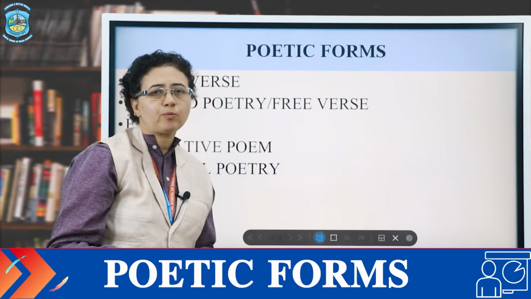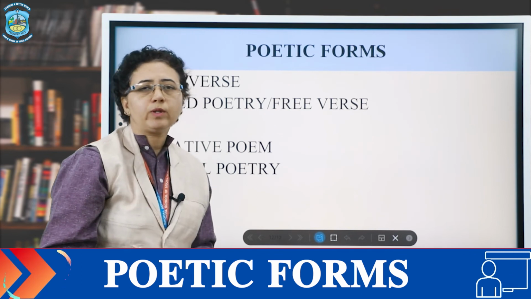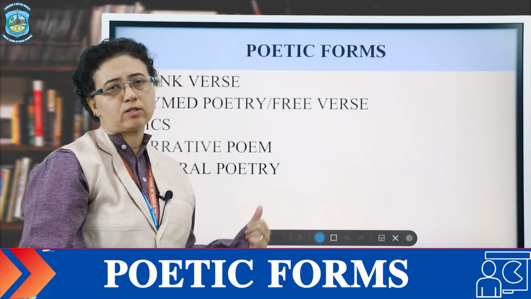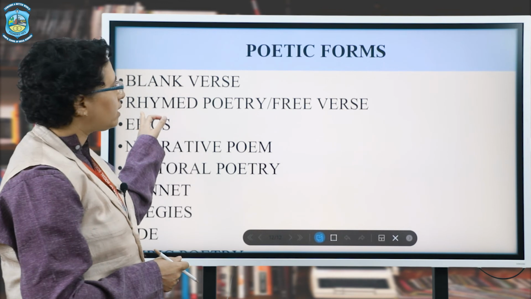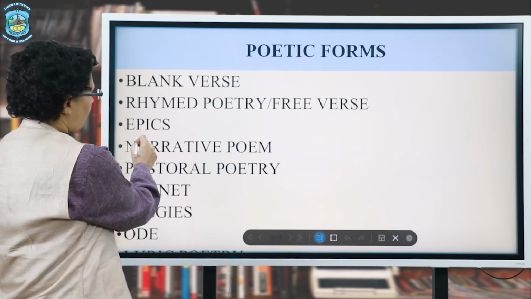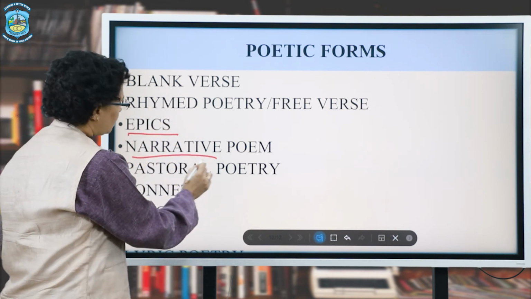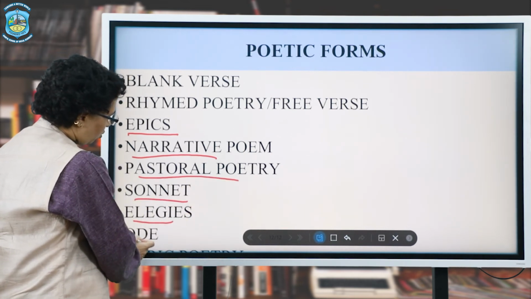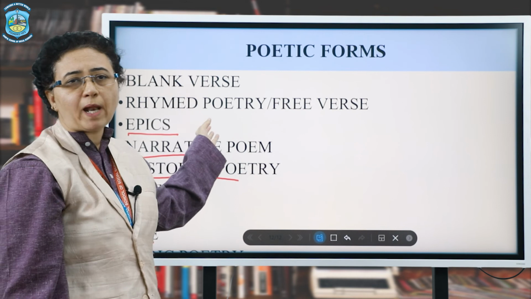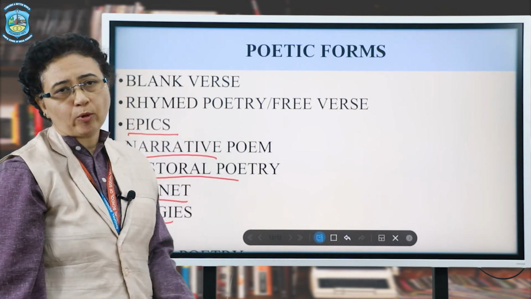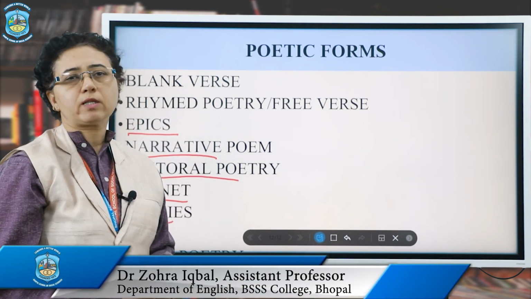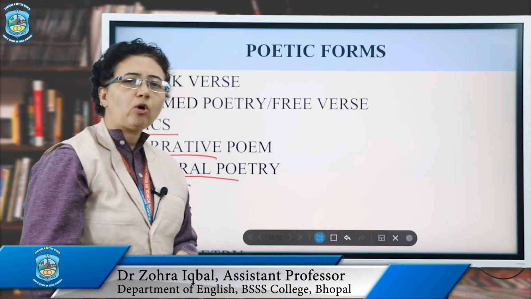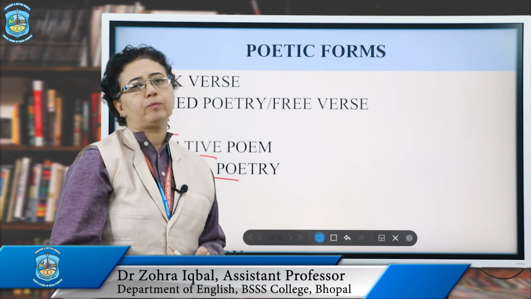Now there are various poetic forms. We have dealt with this in part 1 of our lecture series, and we did refer to these: epics, narratives, pastoral poetry, sonnets, elegies and odes. We can also include blank verse and rhymed poetry or even free verse in this category. That's about all in this part 2 of the poetry section.